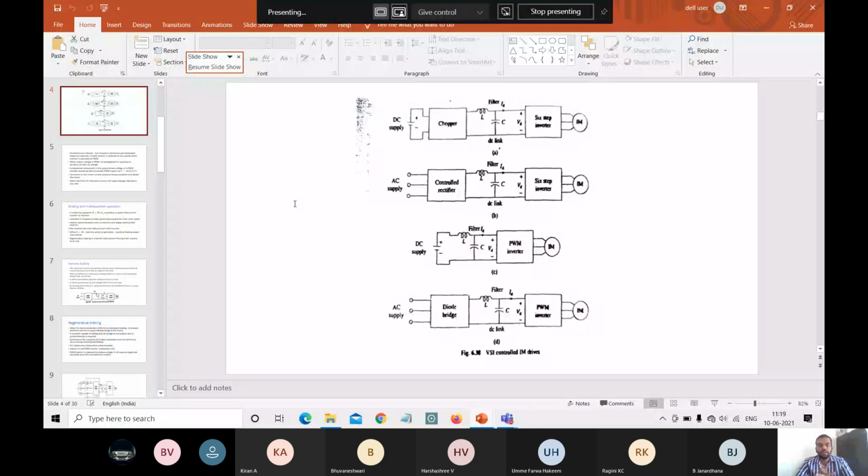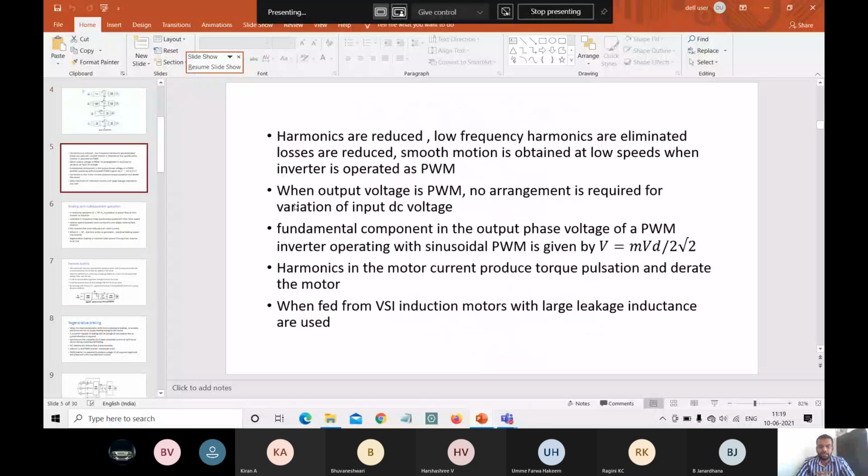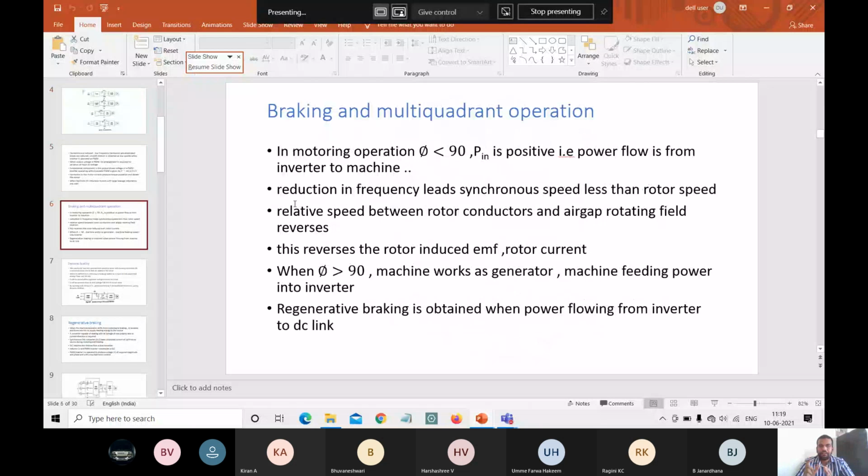Normally, when braking takes place, the angle between the voltage and the current is called the phase angle. When that phase angle is less than 90 degrees, motoring operation takes place. When phi is greater than 90 degrees, that is, the voltage lags the current by more than 90 degrees, it is called a braking operation.